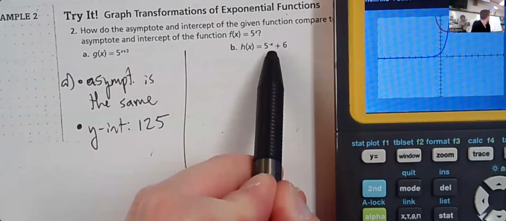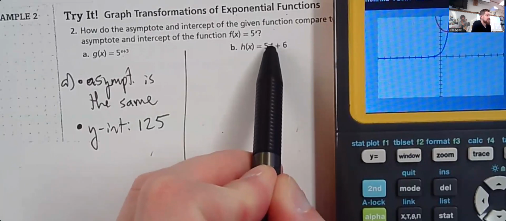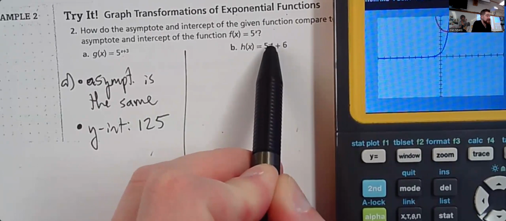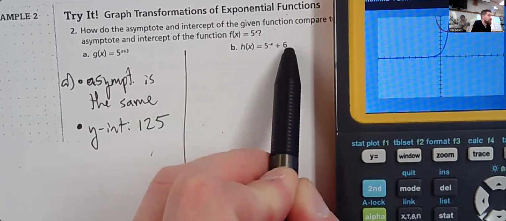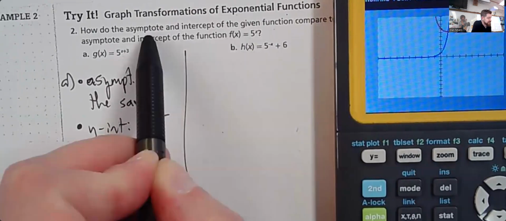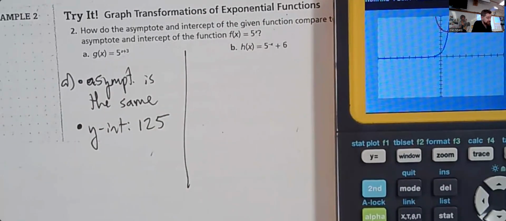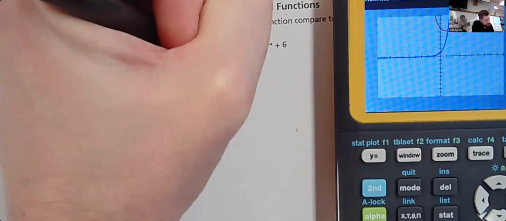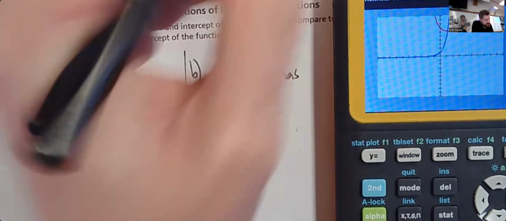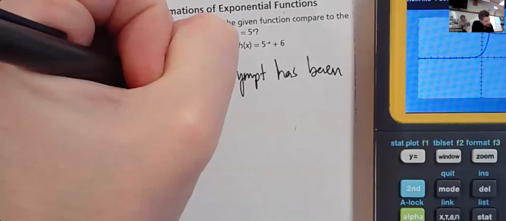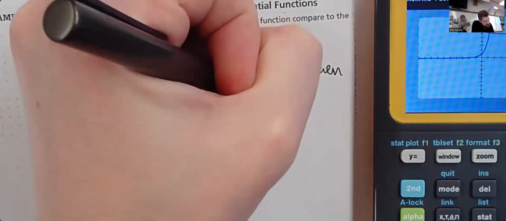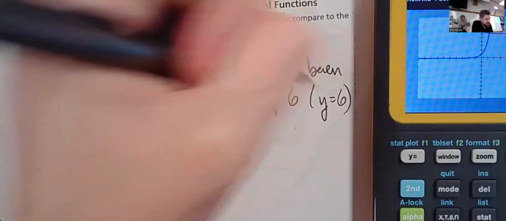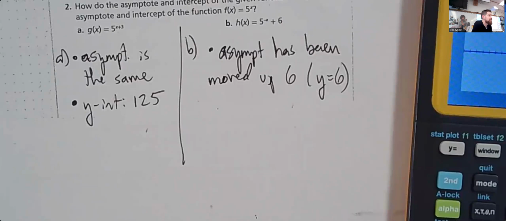Because the negative with the exponent here is a reflection across the y-axis. That's a horizontal reflection. And then it's also been moved up 6. But we're not going to write that. What we're going to write is, how do the asymptote and the y-intercept change? So when x is equal to 0, actually, let's start with the asymptote, b. So the asymptote has been moved up what? Yeah. Has been moved up 6, so now it is y equals 6. That's where our asymptote is now.